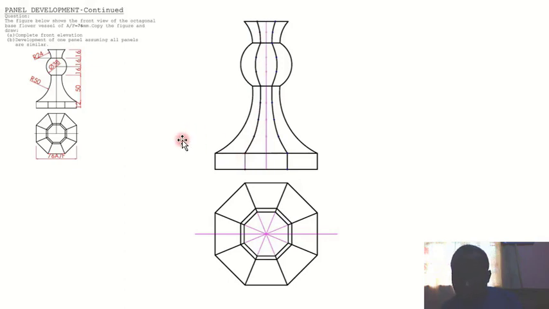Let us go to part B. Part B is saying we draw the development of one panel assuming all panels are similar.